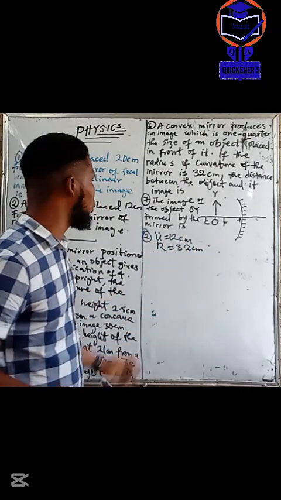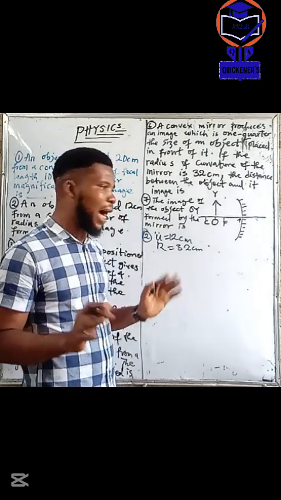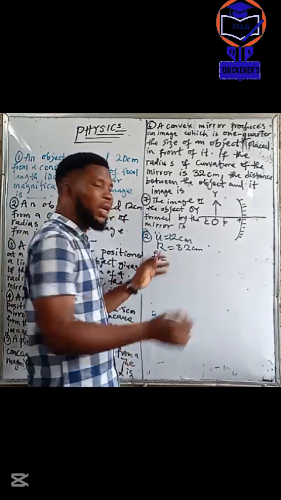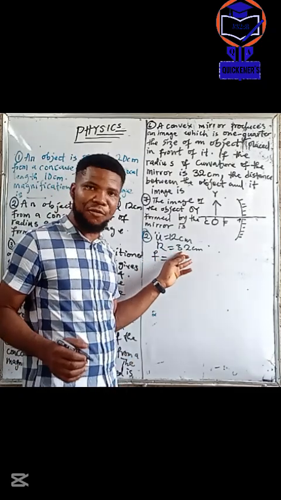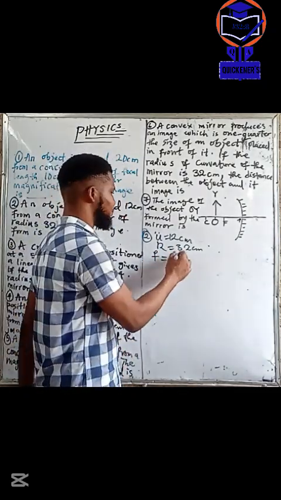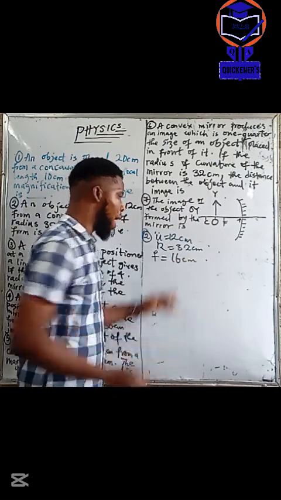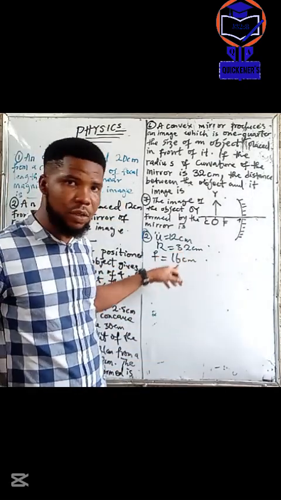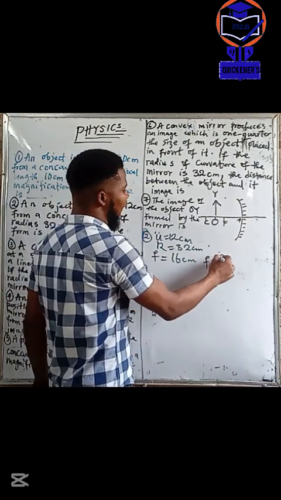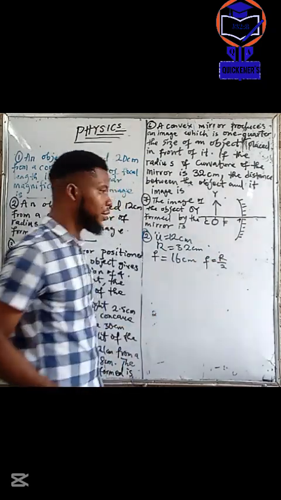Now let's look at this. The object is 10 centimeters from the mirror, so we need to discover what our focal length is. Our focal length is half of the radius. Half of 32 is 16. So the focal length is R over 2, which is 16.